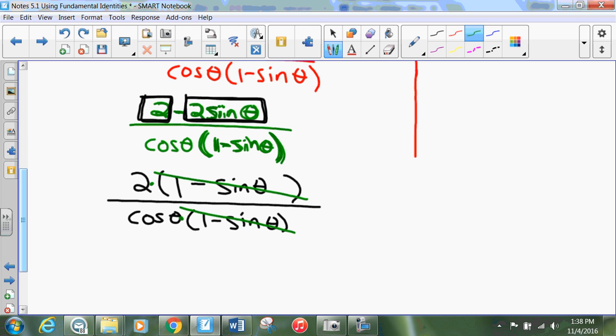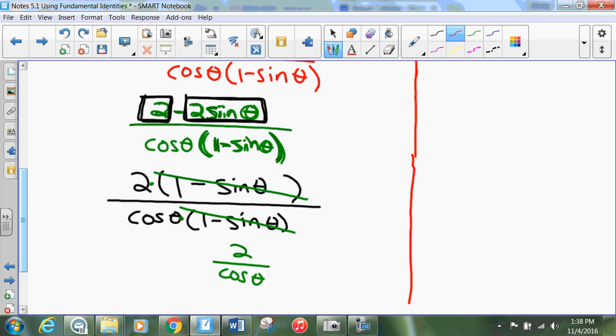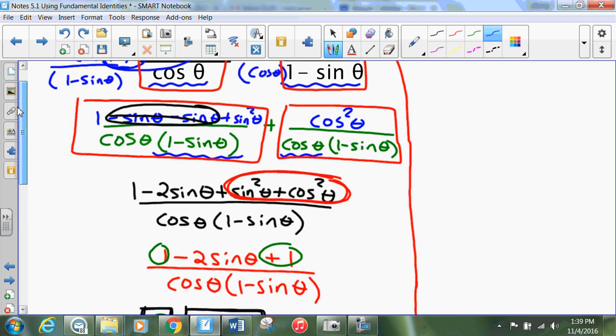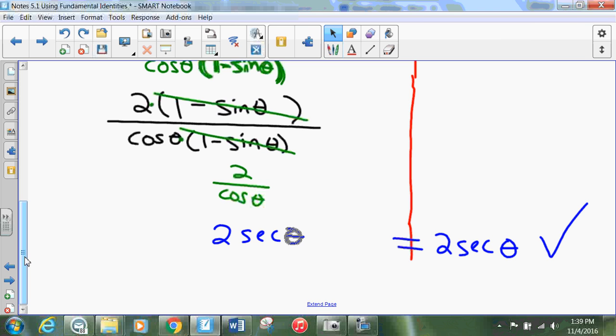And what's left is 2 over cosine theta. And then we ask ourselves, well, what's 1 over cosine theta? 1 over cosine theta is secant theta. So if we have 2 over cosine theta, that is 2 secant theta. And let's hope that that's what we started with on the right side. Oh my goodness. Yep, 2 secant theta. So we say equals 2 secant theta. And yes, we put the check mark to say we just verified it.